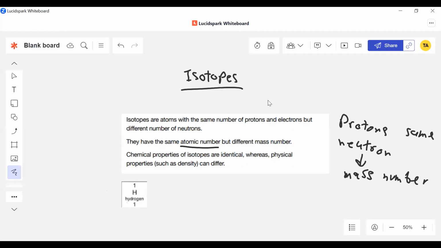So if I have, let's say, hydrogen 1,1, this is not an isotope. You will find this on the periodic table. Isotopes cannot be found on the periodic table. So hydrogen 2,1 now. So this changes. So this 2 is basically the mass number. And the reason that it changed is because there was an addition of 1 neutron. You can see that the proton number remains the same in both the chemicals. So the chemical properties of isotopes are identical, whereas the physical properties such as the density can differ. That's everything you need to know about isotopes.